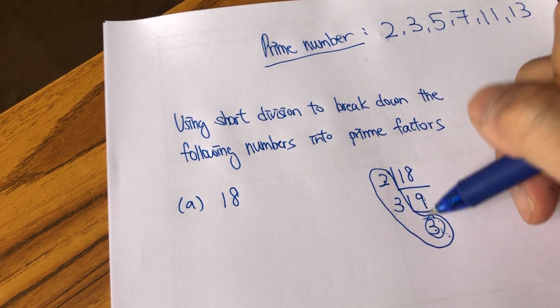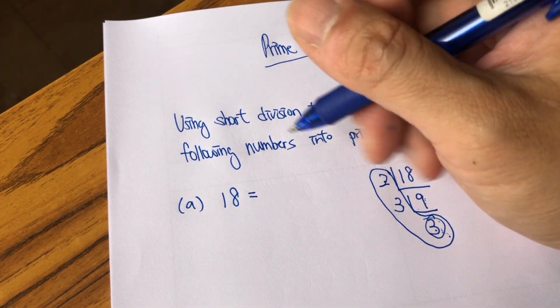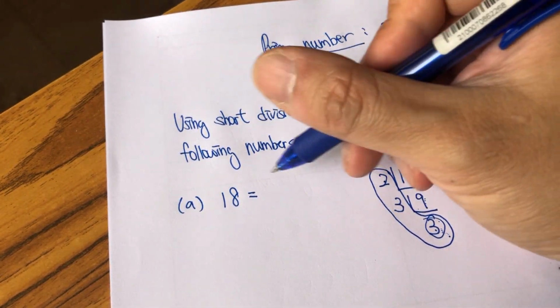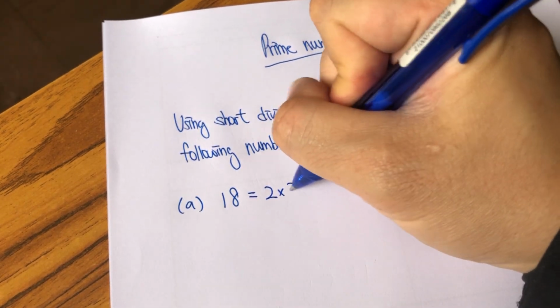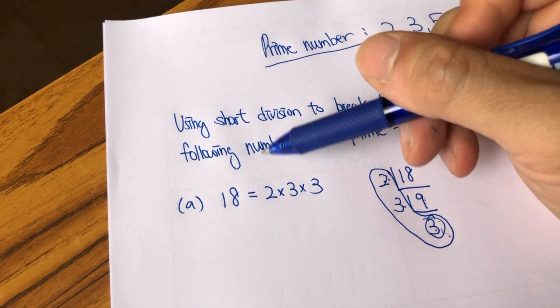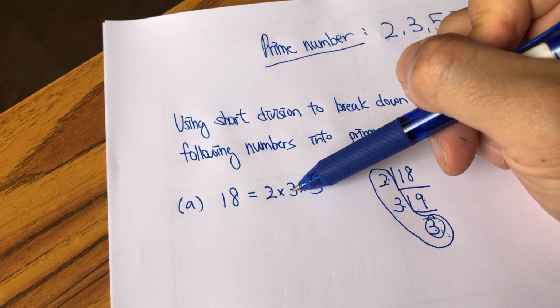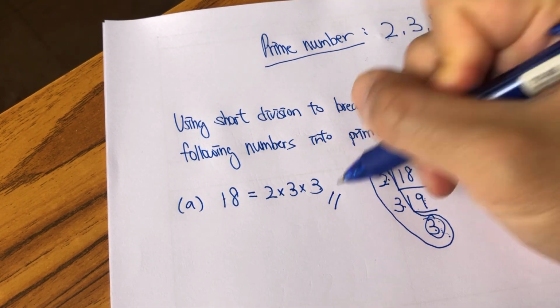2, 3, 3. That means you could rewrite 18 into 2 times 3 times 3. If you are not sure, please double check. 2 times 3 becomes 6. 6 times 3 becomes 18. That's correct. Okay?